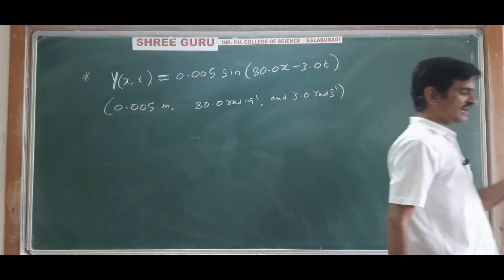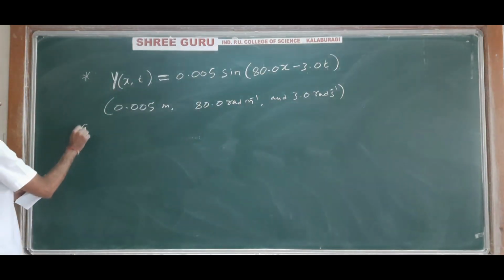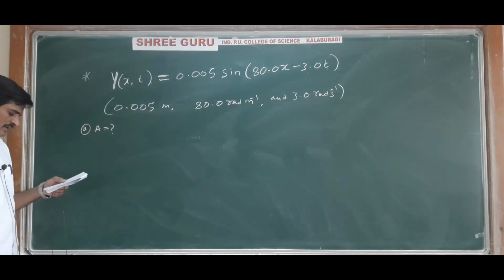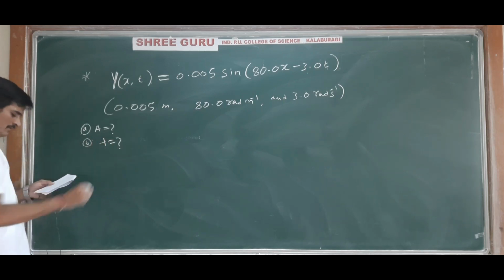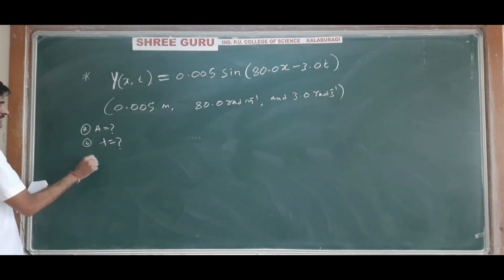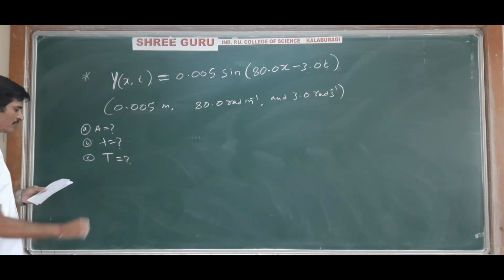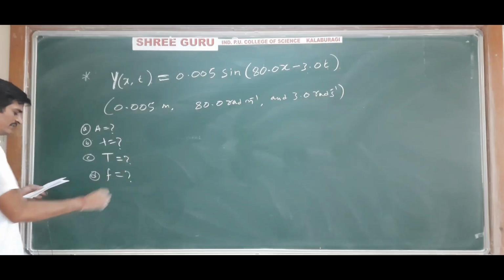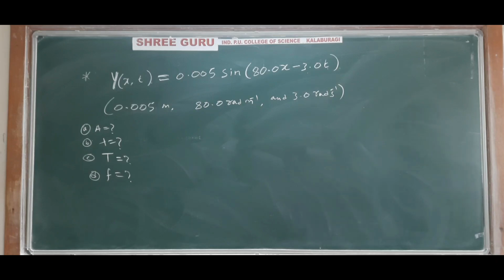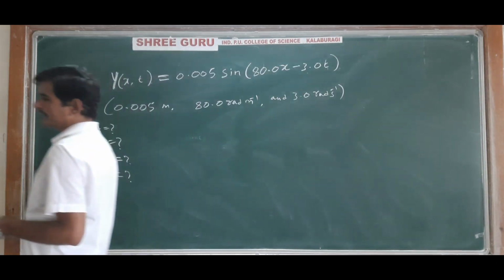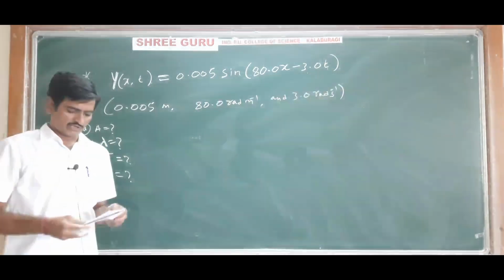Calculate: number 1, the amplitude. Number 2, the wavelength. Number 3, the period, and the frequency of the wave. Amplitude, wavelength, time period, and frequency of the wave. So they are asking. So how to solve this question?